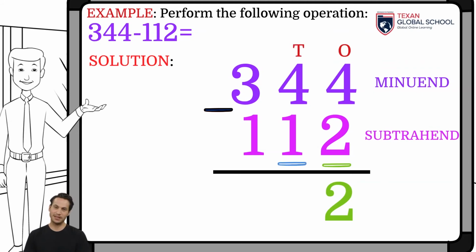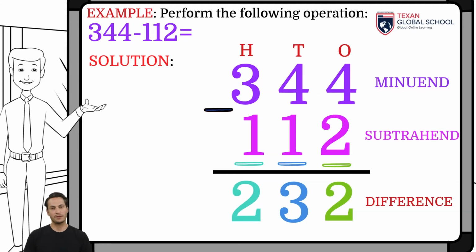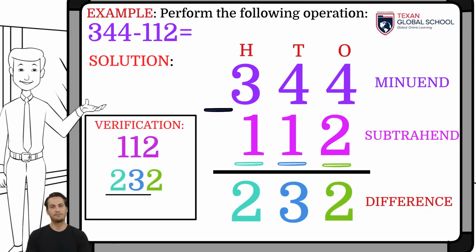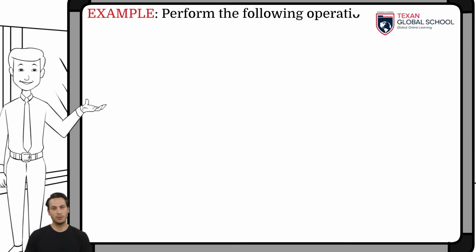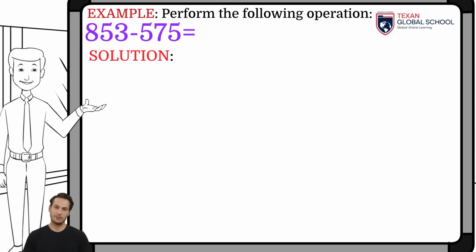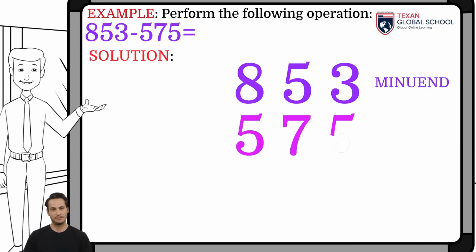Now, subtract the tens. So we have 4 minus 1 is 3. And finally the hundreds, 3 minus 1 is 2. Therefore, 344 minus 112 is equal to 232. We can also verify by adding the subtrahend 112 with the result of the subtraction, or the difference, 232, thus obtaining the minuend 344. In this last example, we will perform the operation of 853 minus 575.